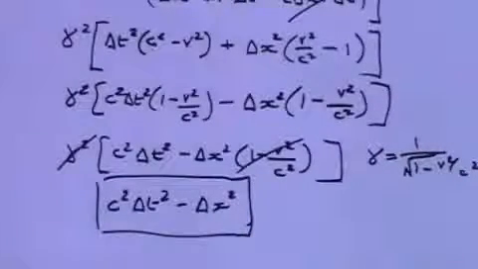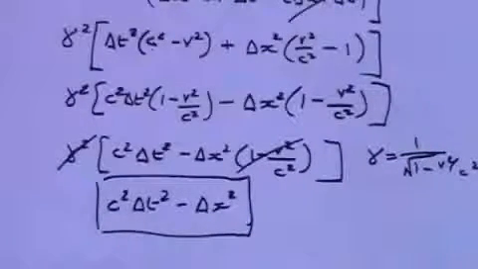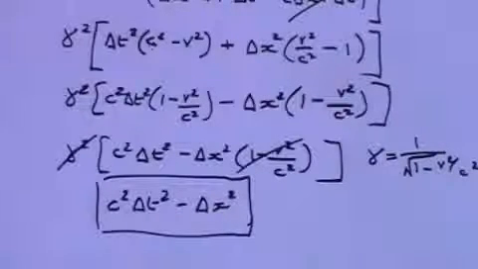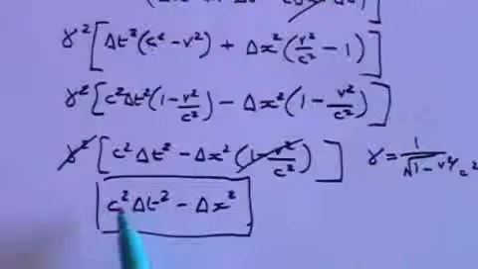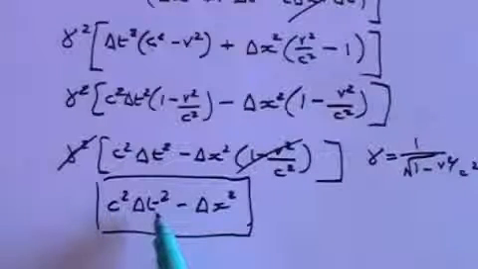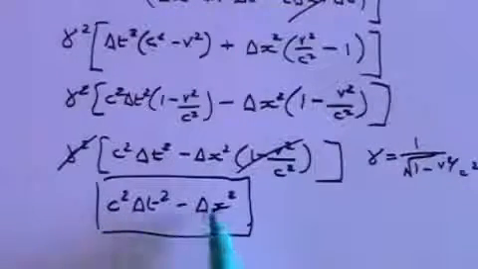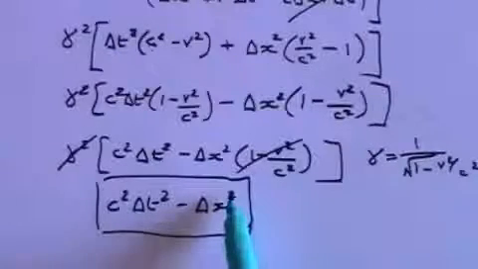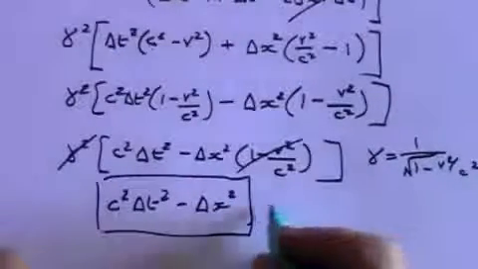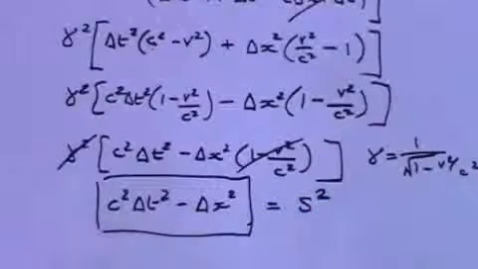In other words, both observers, however they may differ in their measurements of delta t or delta x, will always agree that c squared times delta t or delta t prime squared minus delta x or delta x prime squared is a constant, and that we call s squared. So what we've just shown is that s squared is a constant for all observers, and it equals ct all squared minus x squared.